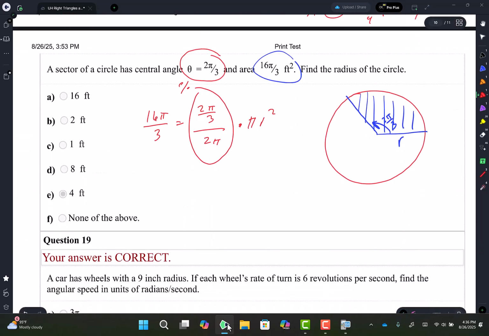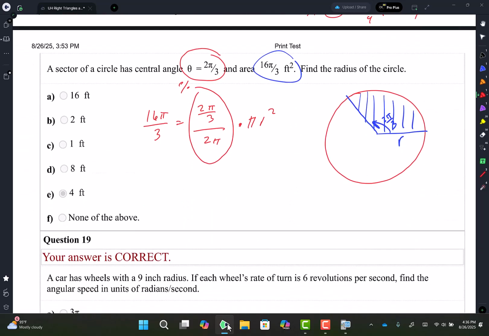So that's exactly what I'm doing here. I'm just finding the area of that in blue. So this is a percentage times the area of the circle. Okay, yeah. And that will give me that area. And they gave me that area.